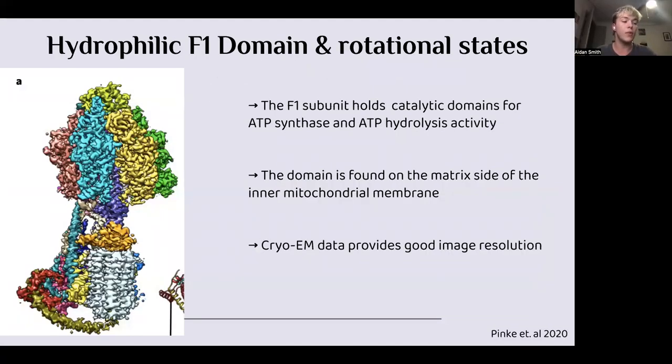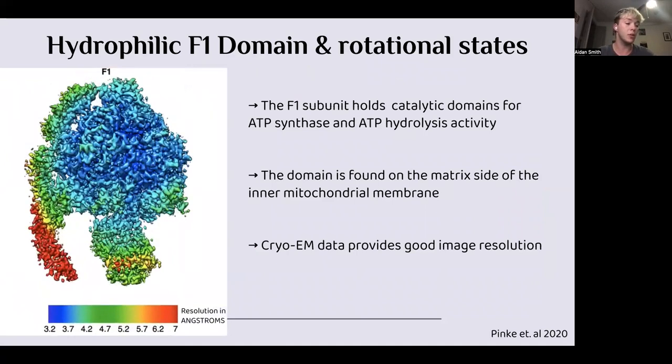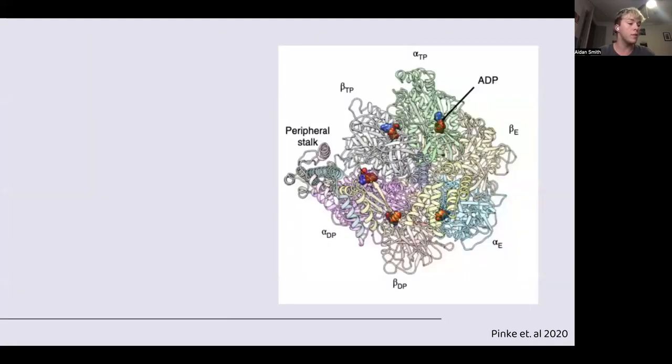First, researchers analyzed the F1 subunit. This is a well-characterized structure and is known to hold a catalytic domain to perform ATP synthesis and ATP hydrolysis activity. The F1 domain resides in the matrix side of the inner mitochondrial membrane, with the rest of the structure sitting within the membrane itself. Cryo-EM data in previous studies yield very good resolution of the structure as seen by this resolution heat map. Viewed from the top, we can easily see each alpha or beta subunit with their bound ligand.